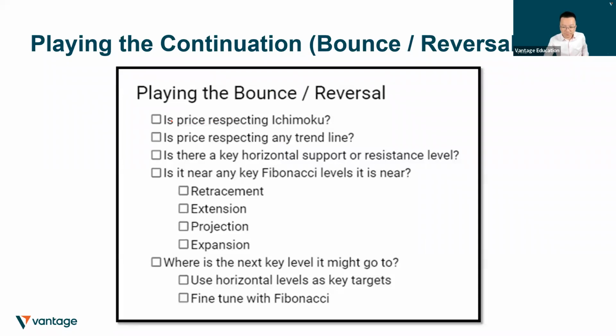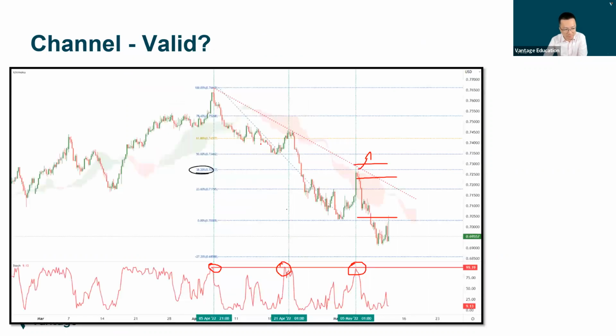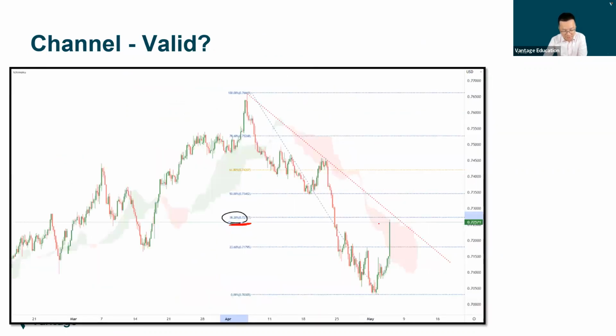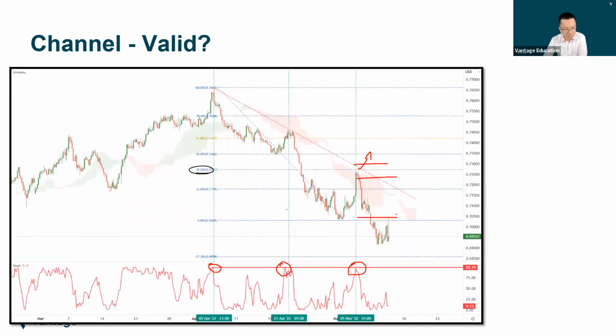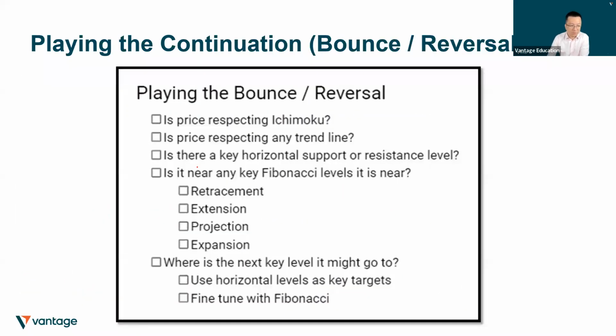Like the example we just had, is price respecting the Ichimoku, right? Is it inside the cloud? Is it below the cloud? Is it respecting any trend line? Okay, so coming back to the example, is it in the cloud? Is it respecting that trend line? Is there any horizontal support or resistance levels? Or in this case, you can use these two together, right? Any Fibonacci levels there, whether it's a retracement, extension, projection, or expansion, right?